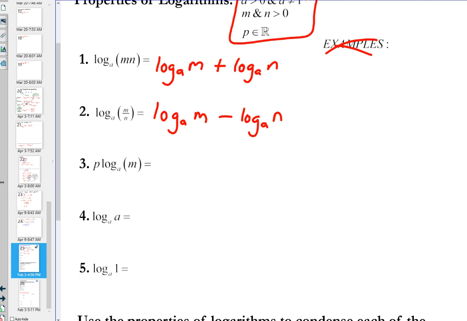Three might have been a little bit tricky, but the only thing you can do here is move the coefficient. When you move a coefficient to an exponent, that's considered condensing. When you move an exponent to a coefficient, that's considered expanding. So I wish the directions would be a little more clear, but fine. This would be log base A of M to the P power. Nothing else you can do there.